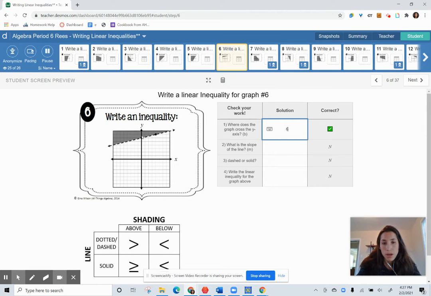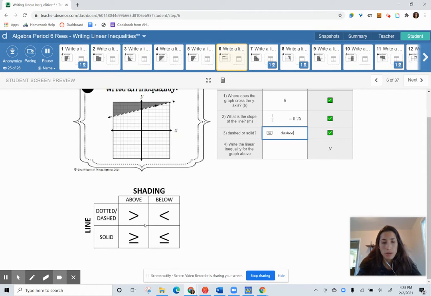Our slope, we know it's positive. It's up 1, to the right 1, 2, 3, 4. That would be 1/4. We know this is a dashed line. And then this little chart here helps you figure out, well, the shading is above and it's dashed. So this is the inequality we'd want to type in here.